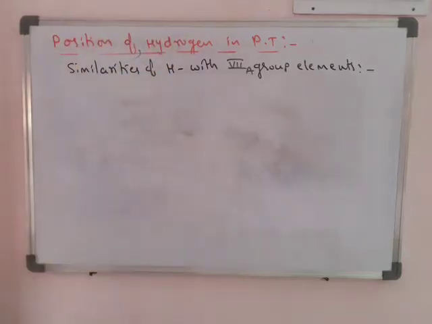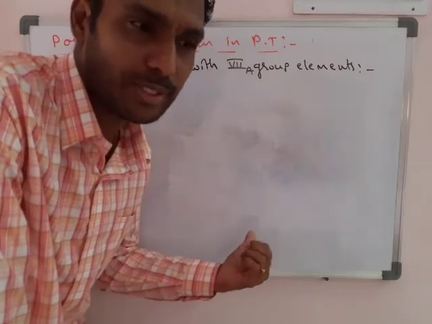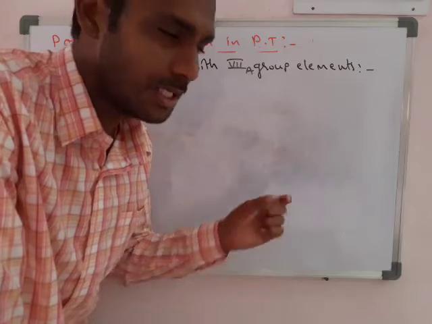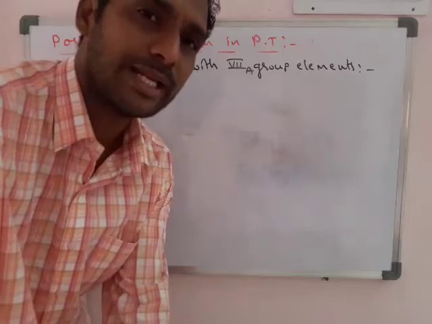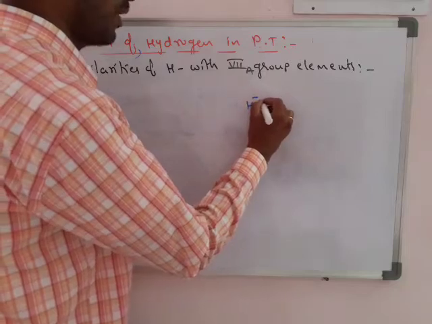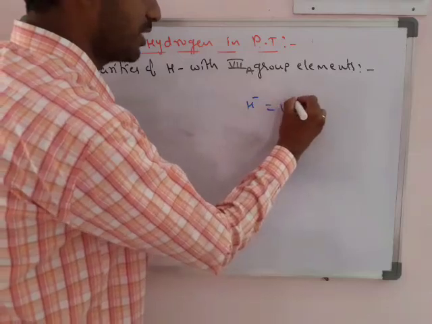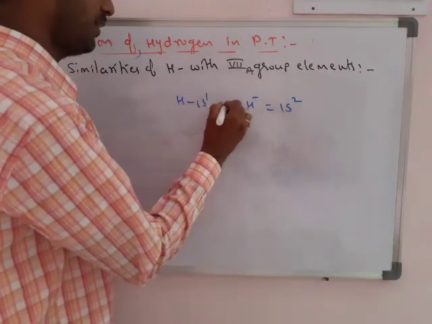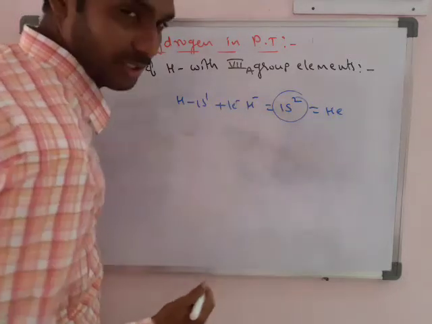So hydrogen can be placed with the 7th A group because they are all non-metals. Hydrogen is also a non-metal, so we can put hydrogen in the 17th group. Next, one more similarity: if hydrogen gains one electron it becomes H minus, and the configuration is 1s2. Actually hydrogen is 1s1. If it gains one electron, it has 2 electrons, 1s2, which equals the helium configuration.